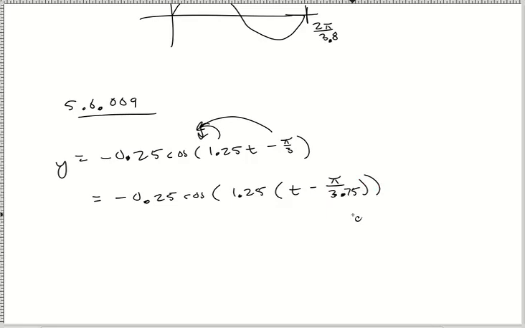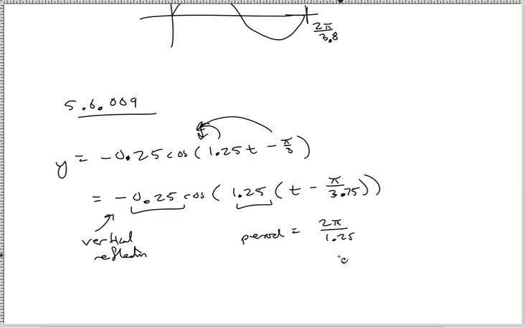This is not anything new. We've done this all before. Notice that we got a negative in the front, so it's going to be that vertical reflection. We've got our amplitude, and our B to define our period, which I'll go ahead and do right now. 2 pi over the 1.25, whatever that is. So there's my period. My amplitude, there it is. And again, don't include the negative sign. Amplitude is always positive, absolute value stuff. Frequency is the 1 over the period, so 1.25 over 2 pi.